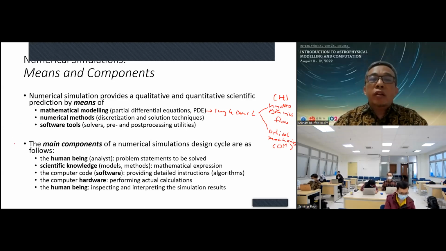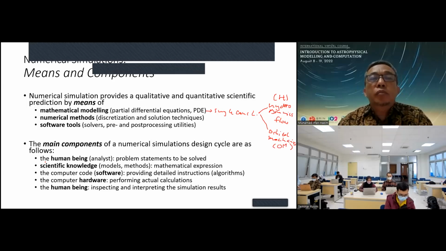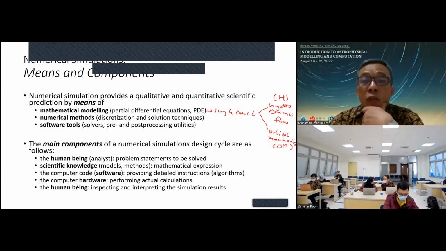And the main components of numerical simulation design cycles are as follows. First are the human beings. The second is scientific knowledge. This is a mathematical expression. The third is software, computer codes, computer hardware, and the human being for inspecting and interpreting the simulation result.